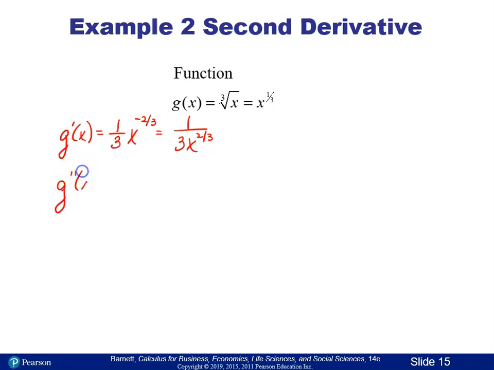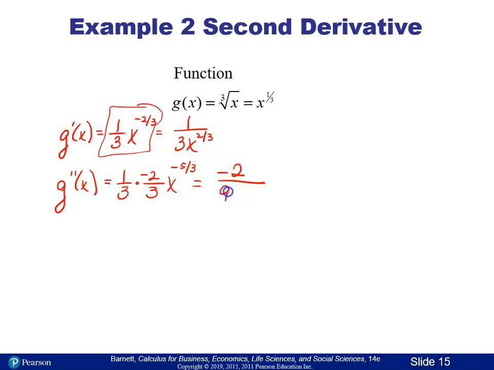And then for the second derivative, it's going to be easier if we go back to this form of the first derivative. So we're going to have 1/3, that's our constant multiple. We're going to bring that -2/3 down in front, subtract 1 from our exponent, and that's going to give us our second derivative. So we'll have -2 over 9x to the 5/3. Okay, so if we want to, again, come up with our graph for these, what we're going to have to do is set these equal to 0 and solve for our critical numbers.